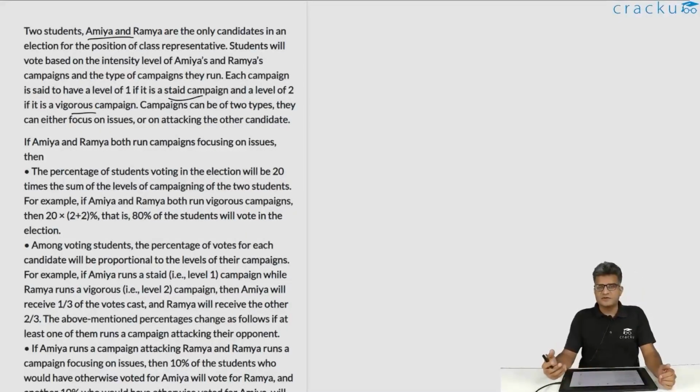Now, the percentage of students who will turn up to vote depends on the kind of campaign that they run. If they run a vigorous campaign, then more students will come out. If they don't run a vigorous campaign, a lesser number of students come out. Similarly, the voting percentage also depends on whether they are running a vigorous campaign or a stoic campaign.